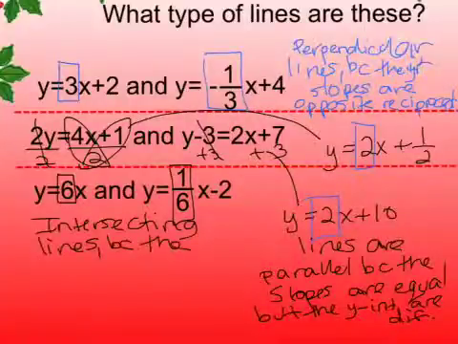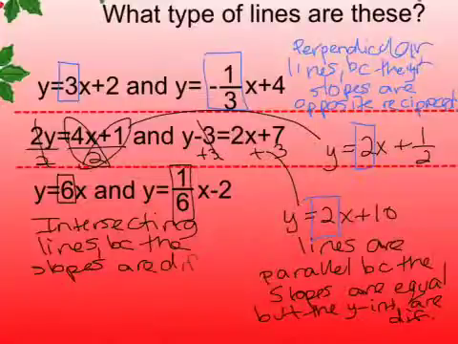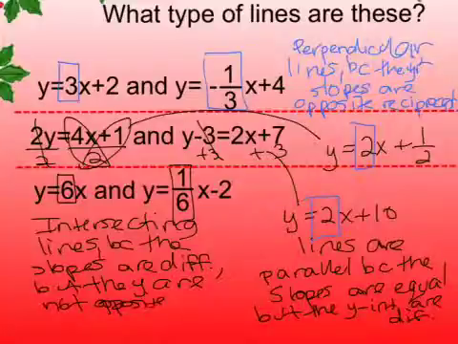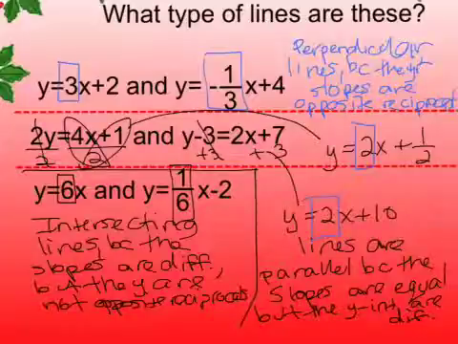Because the slopes are different, but they are not opposite reciprocals. So this is for the last example. When it's not parallel and it's not perpendicular, it's going to be intersecting.